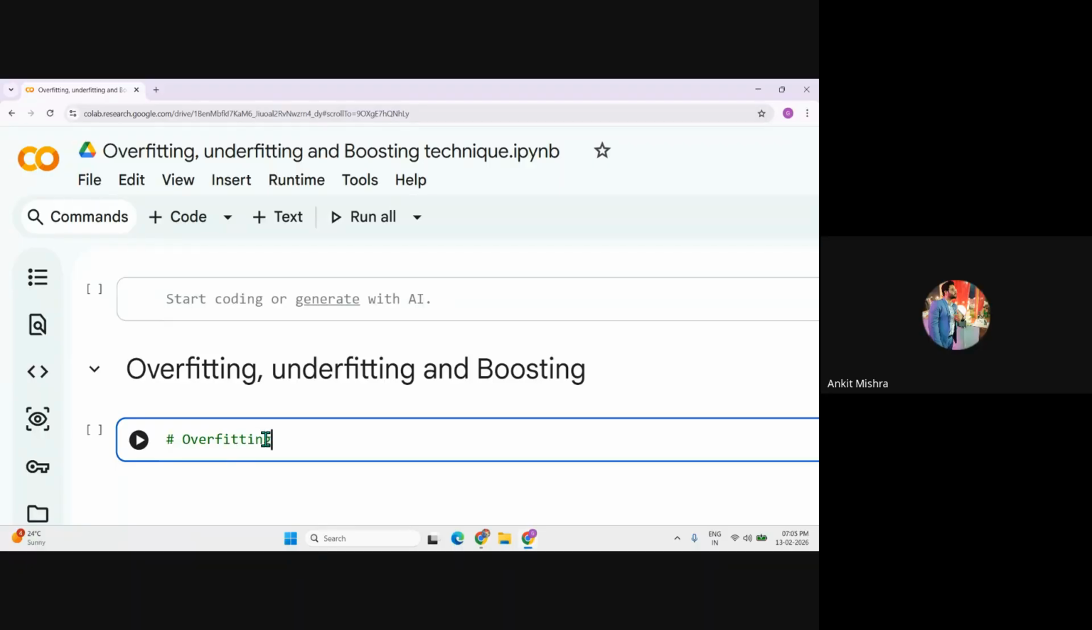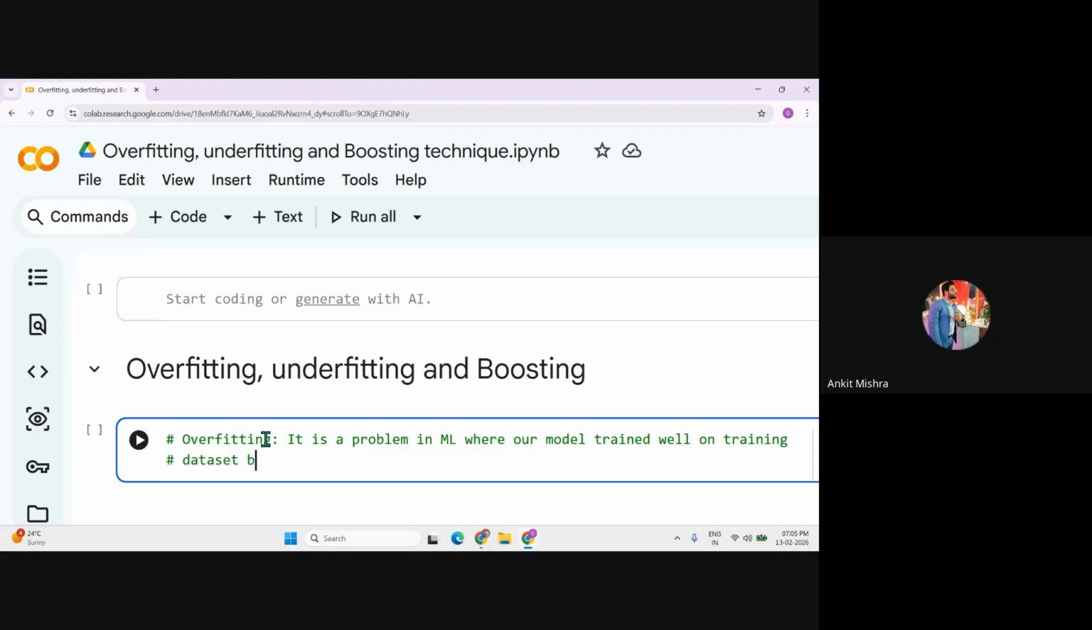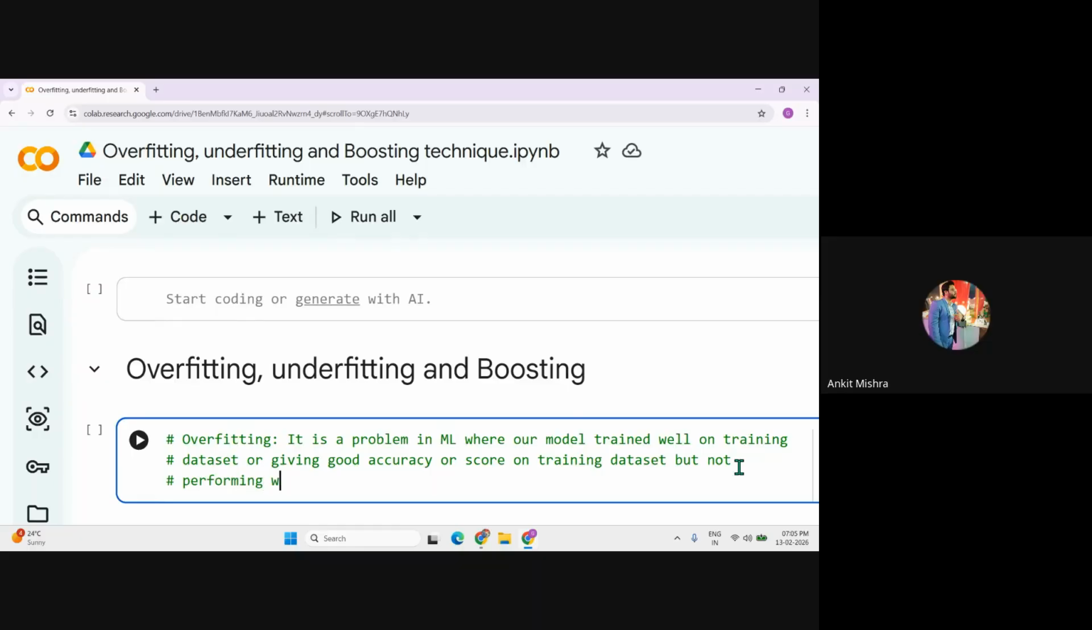Okay, so overfitting is a problem in ML where our model trains well on the training data set, giving good accuracy or score on the training data set, but not performing well with the testing data set. So this is a problem in ML, right?